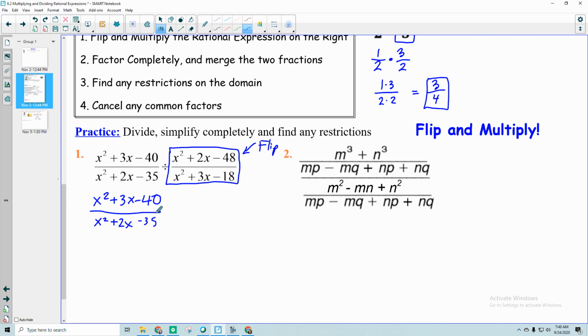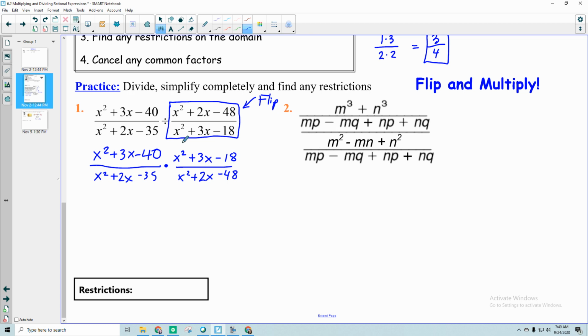And now this division problem changes into a multiplication problem. This gets flipped upside down, so I have x squared plus 3x minus 18 all over x squared plus 2x minus 48. Awesome. So now that this is a multiplication problem, I'm going to then factor everything. So all of these are just simple ABCs. They're just going to factor into two binomials.